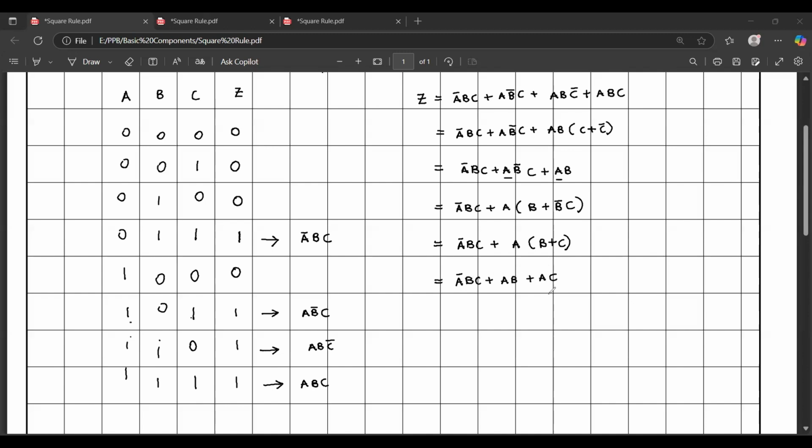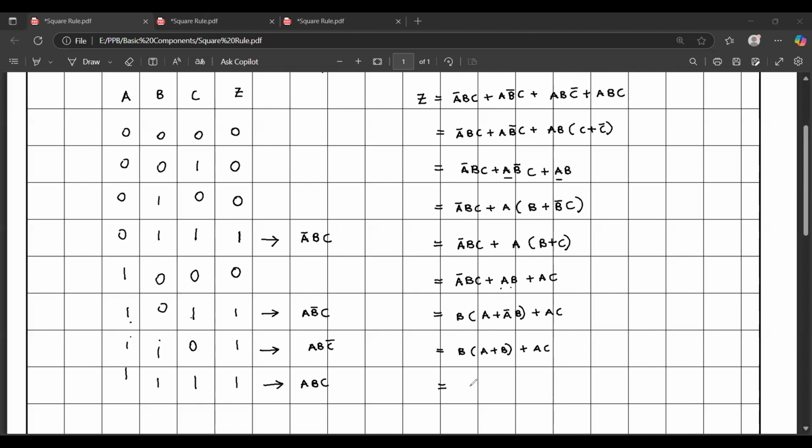Okay, so what can I do here? Well, I can take b as the common factor in these two terms. I can take b as a common factor, or I can take c as a common factor. It doesn't matter. So let's take b as a common factor. So that will give me, I'm writing this one first, a plus a bar b plus ac. So again, it's the same thing according to redundancy law. You'll get b into a plus b plus ac.